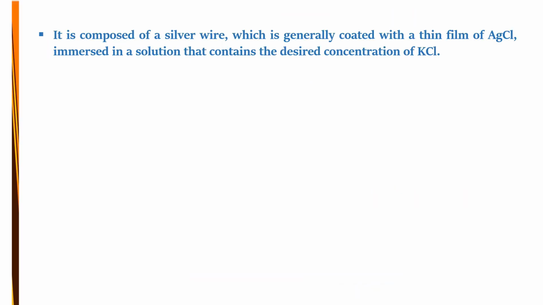Construction. It is composed of a silver wire which is generally coated with a thin film of silver chloride, immersed in a solution that contains the desired concentration of potassium chloride solution. Simply we can say the electrode consists of metallic silver wire, silver chloride paste and potassium chloride solution.